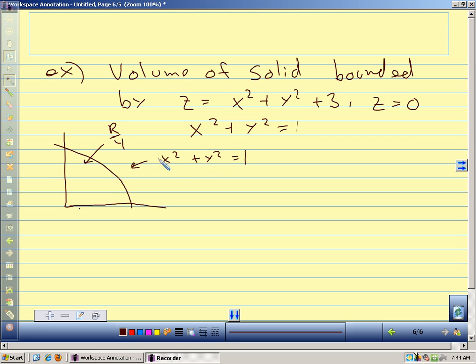So our volume is going to be the double integral over the circle, underneath this surface. So we need to express z in terms of r and theta. How are we going to do that? Z equals r squared plus 3. So our volume is going to be 4 times the integral, and we're just looking at this region because our integral is symmetrical. So theta goes from 0 to pi over 2, r equals 0 to 1 of r squared plus 3, r dr d theta.